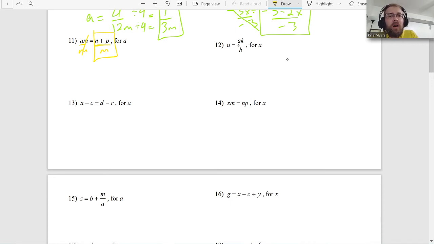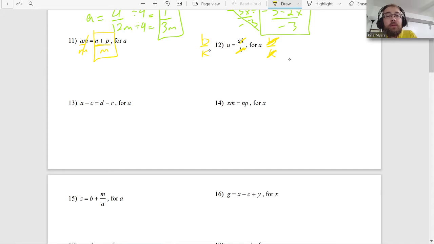Okay, we're gonna solve for a. So really, this is like a fraction, like k over b. I need to get rid of the k and the b so that a is by itself. So what I can do is multiply by the reciprocal. If I multiply a fraction by its reciprocal, by its flip, then it cancels, because k over k goes away, b over b goes away.